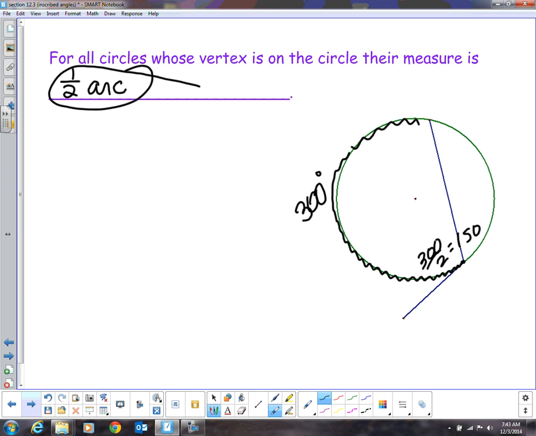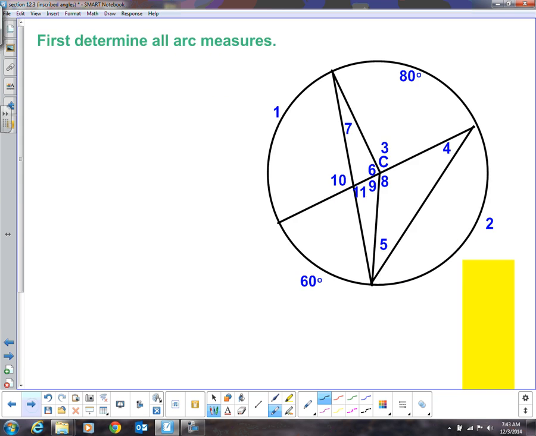So I believe you're back in the book. What was your homework assignment yesterday? 51, 52? We're skipping 53. We're going directly to 54.